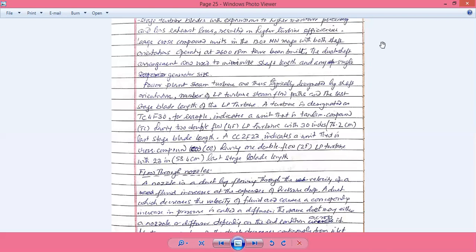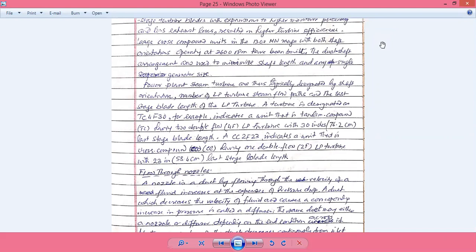4F means two flows, for the low pressure and high pressure stages, and 30 means 30 inches, or 76.2 centimeters, last stage blade length, meaning the low pressure turbine blade length. And CC 2F23 indicates a cross compound, having one double flow, 2F, low pressure turbine with 23 inches, or 58.4 millimeters, last stage blade length.